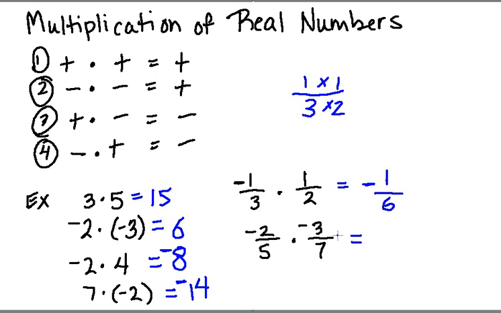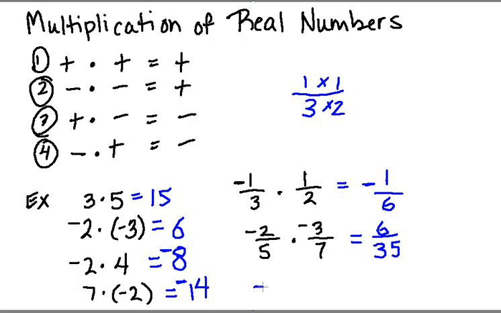Down here, we're going to do the same thing. I can see I've got a negative times a negative. I know my answer is going to be positive. And now to get my fraction, I say 2 times 3 is 6 in my numerator. And my denominator is 5 times 7, which is 35. So that is how we multiply real numbers.